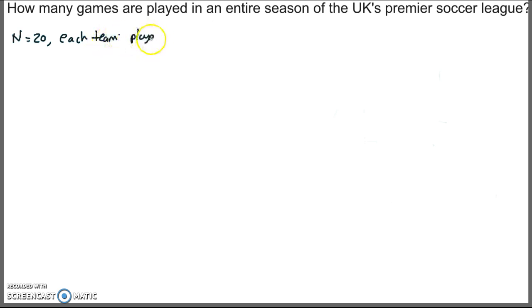plays every team twice. So there are two questions we want to ask: what's the number of games a single team plays? And for the entire league, how many games are played for the entire season?